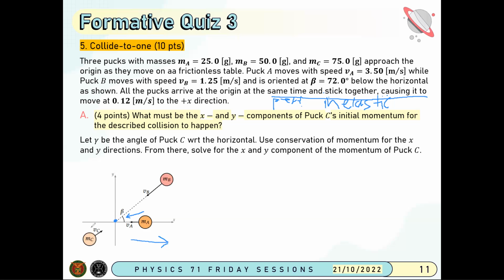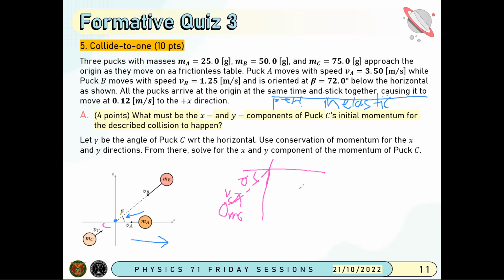Okay. So here, we can let gamma be the angle of the path with respect to the horizontal. So, ito yun. Drawing na lang natin dito. Yan. So, ito yung V sub C. Dito si mass C, moving at V sub C. Okay. So, let this be gamma.